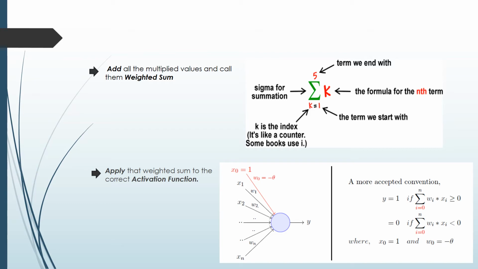The accepted convention is y equal to 1 if sigma i equal to 0, wi into xi, is less than or equal to 0. That is equal to 0 if sigma i equal to 0, wi into xi is greater than 0, where x0 equal to 1 and w0 equal to minus theta.